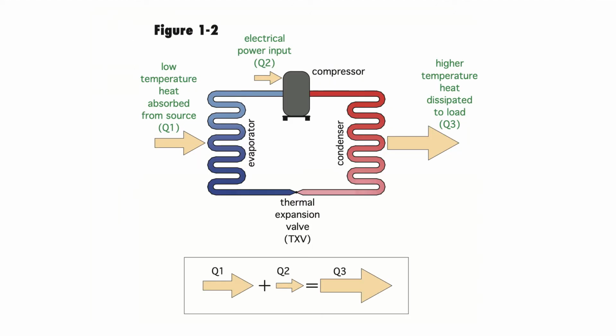Per this graphic, the overall energy transfer, which is essentially what this system does, is Q1, which is the low temperature heat absorbed from the heat source, plus Q2, which is the parasitic cost of operation of the compressor. All of its electrical energy is converted to heat and is added to the refrigerant, so Q1 plus Q2 equals the output heat, which is Q3, hence the coefficient of performance of 3 to 1.